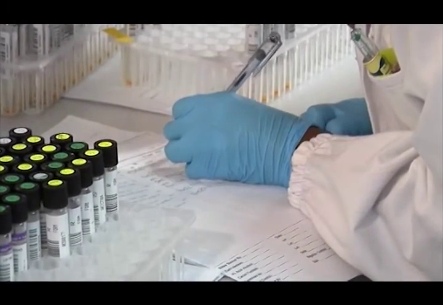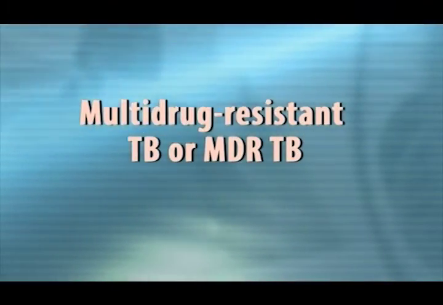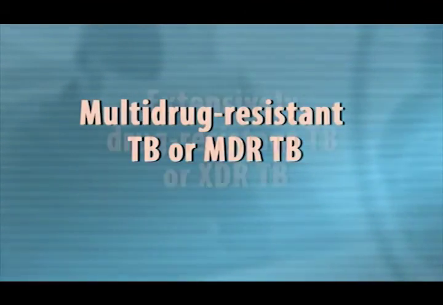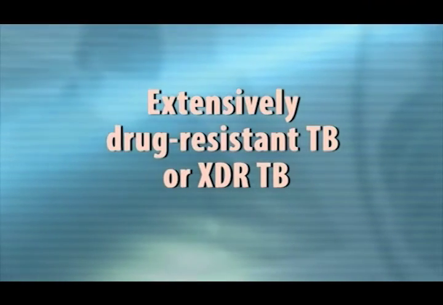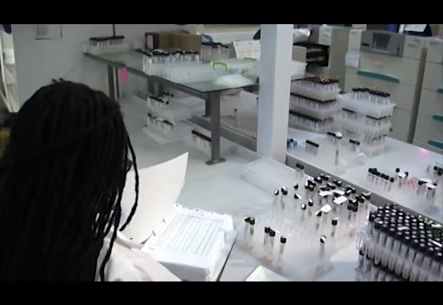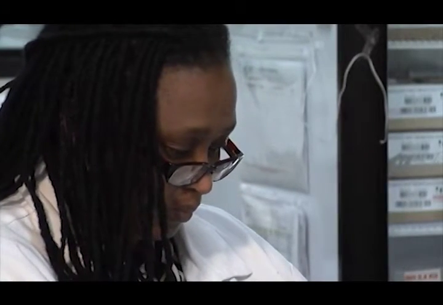These types of TB are called multi-drug resistant TB, or MDR TB, and extensively drug-resistant TB, also known as XDR TB. MDR and XDR TB can be spread through the air from one person to another in the same way that drug-sensitive TB is spread. The only way to tell which type of TB someone has is through drug susceptibility testing. People who get MDR and XDR TB have longer, more complicated treatment and are more likely to die from these drug-resistant strains.